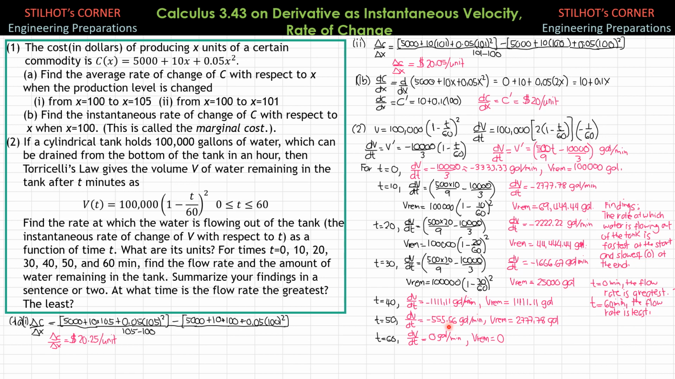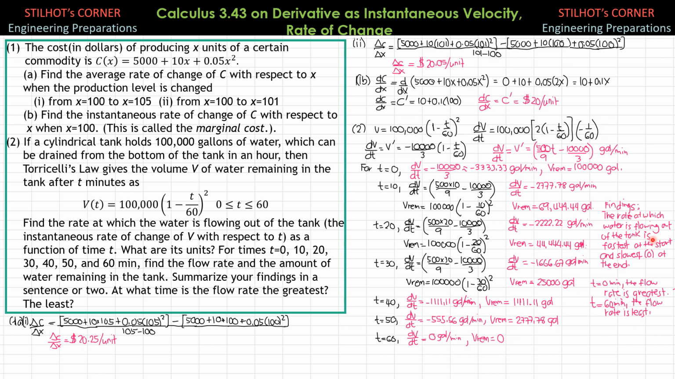So as the time increases approaching 60 minutes, the rate of change of volume is decreasing, it's lowering. So we suspect that's why at time t equals 60 the rate of change is now 0, because there's no more water remaining in the tank. So the volume remaining when t is 50 is 2,777.78 gallons. When time is 60, dV/dt is 0 gallons per minute, and the volume remaining is also 0.